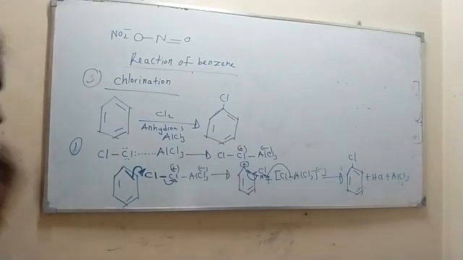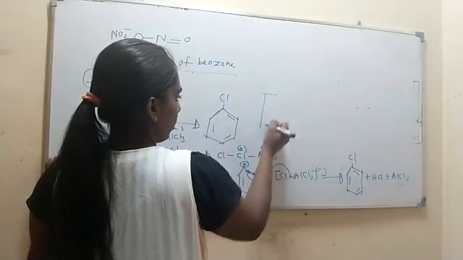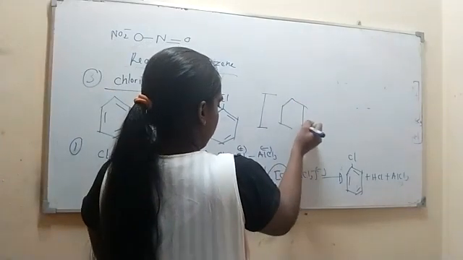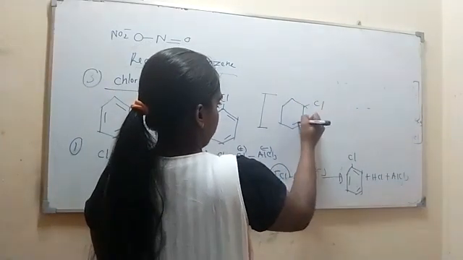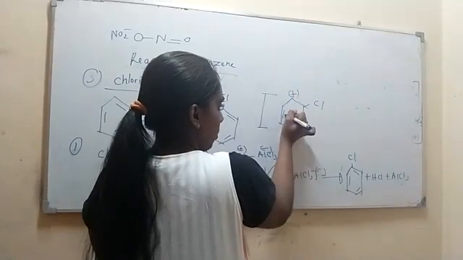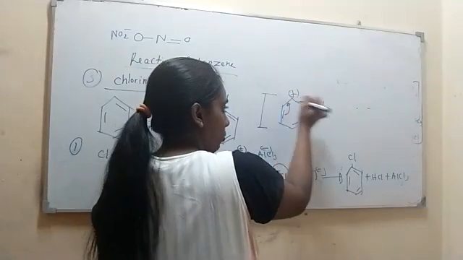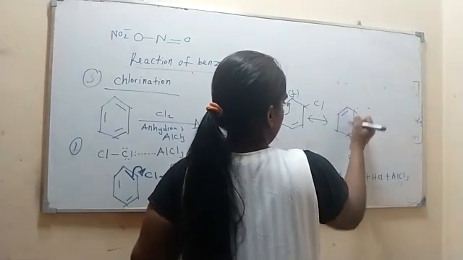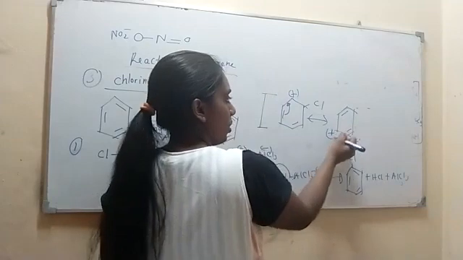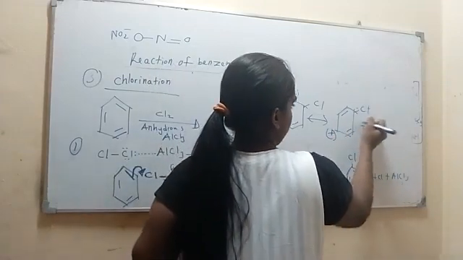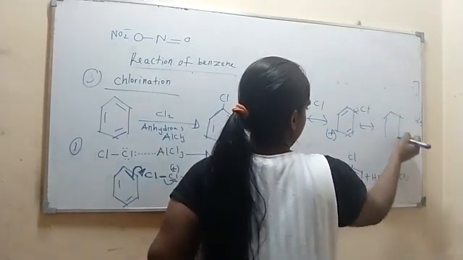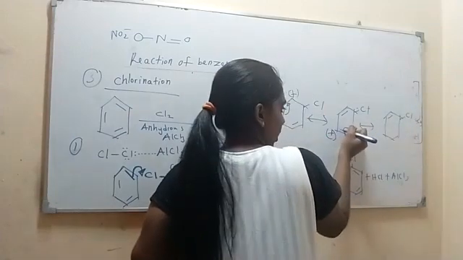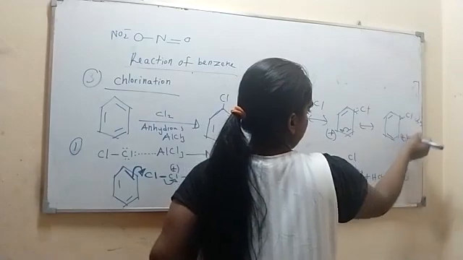Then the intermediate. How to do the intermediate? The same structure here. Chlorine here, plus here. In order to neutralize this plus, this electron will move. So that is one resonance structure. Here it removed, therefore plus comes here. So another one, benzene ring here, chlorine here. It will come here, so there will be a plus sign.